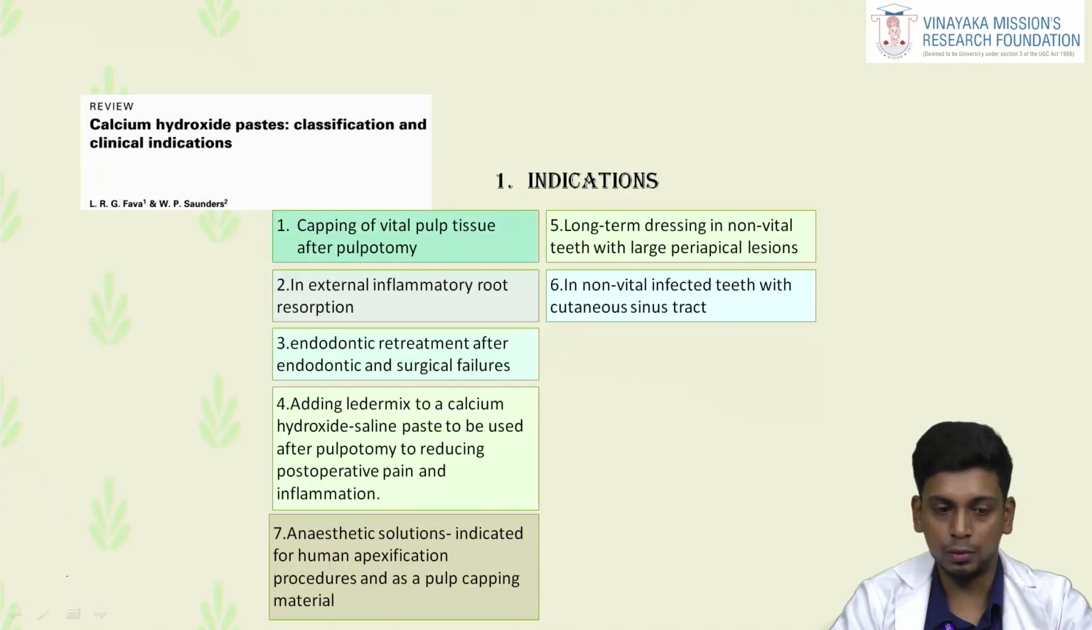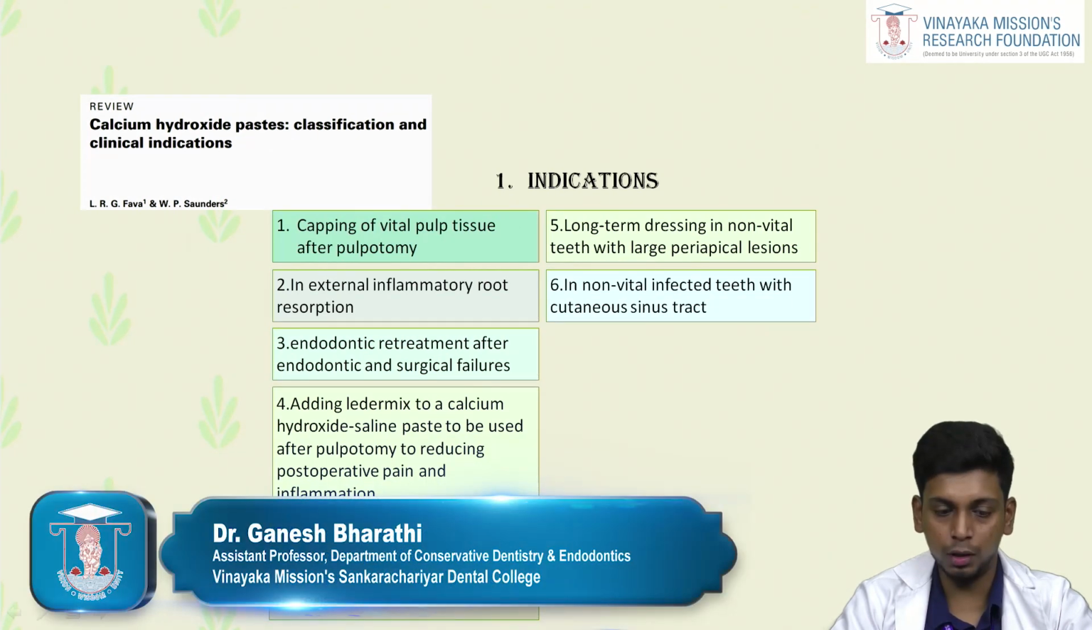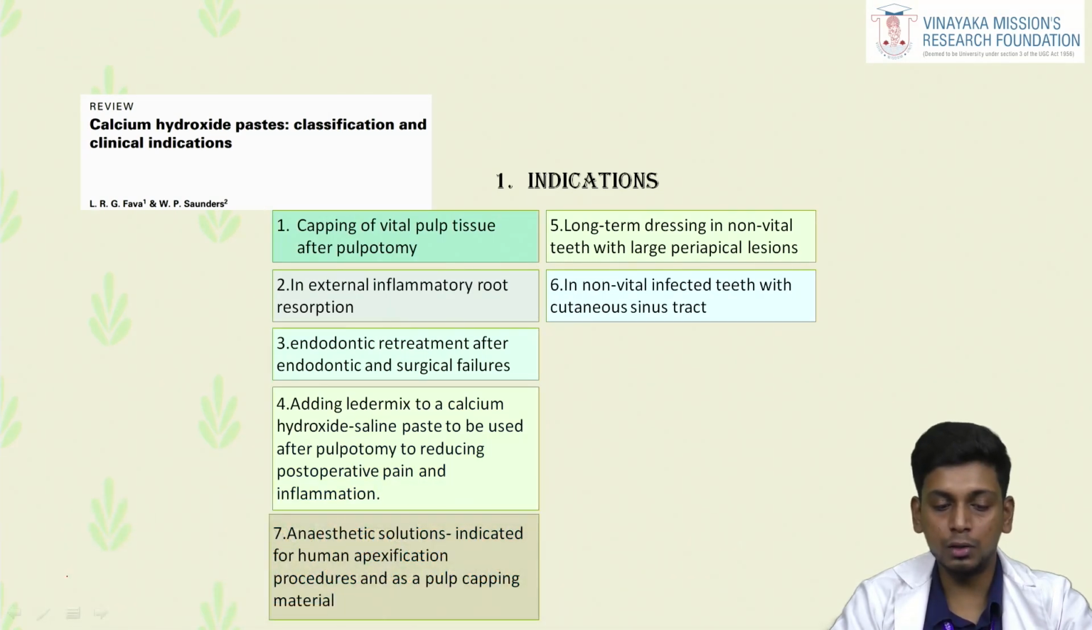Next we have the indications, and this is according to a review article by Fava et al. The first indication is capping of vital pulp tissues after pulpotomy. It is followed by external inflammatory root resorption. Third indication is endodontic retreatment after endodontic or surgical failures. Fourth, adding lead mix to calcium hydroxide saline paste to be used after pulpotomy to reduce post-operative pain and inflammation. Fifth, long-term dressing in non-vital teeth with large periapical lesions.